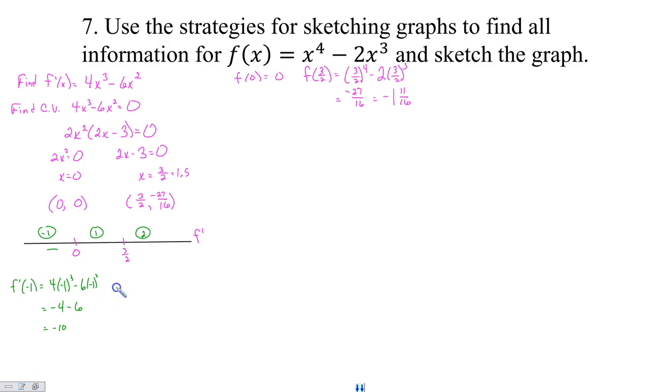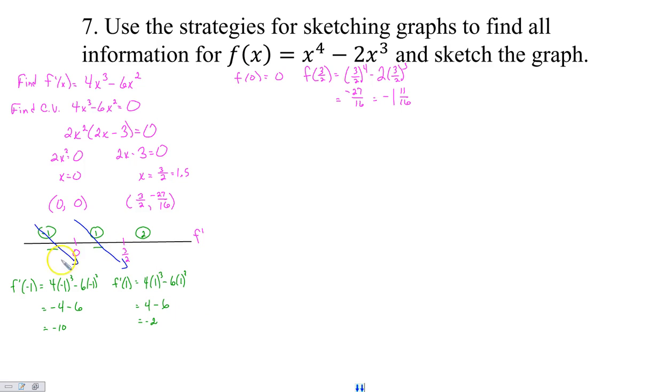Now let's go to the first derivative evaluated at positive 1. Same thing, we have 4 times 1 to the third power minus 6 times 1 squared. This is going to be 4 minus 6, which is also a negative number. So what happens here is my function decreases and then it continues to decrease. If you want to draw lines through here to indicate what's happening, it's decreasing and it's still decreasing.